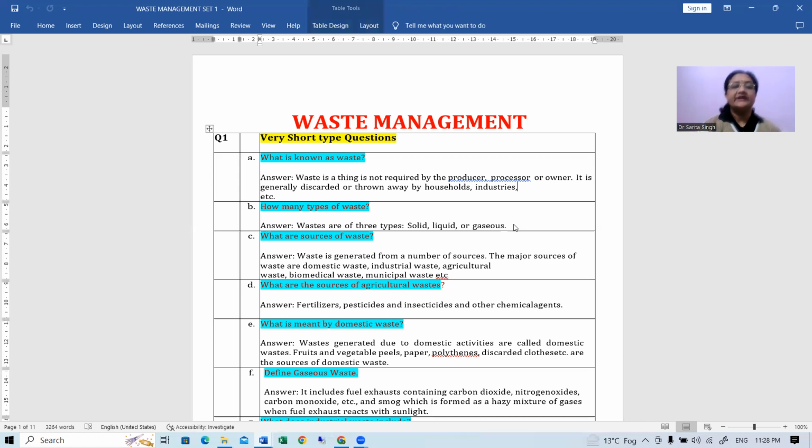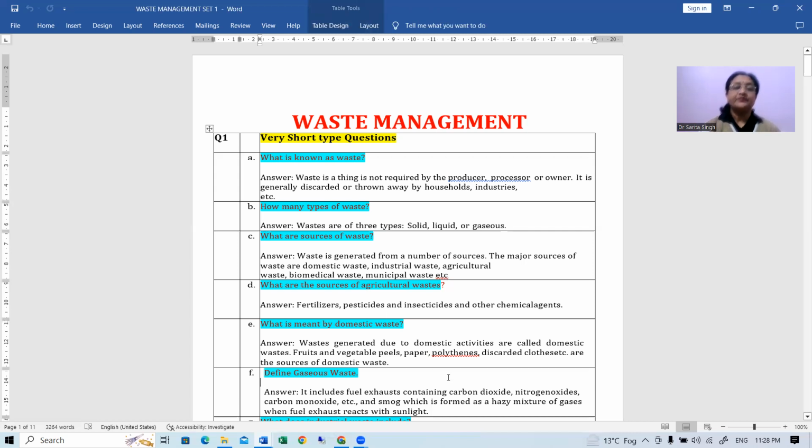Clear? Then next is, what are the sources of waste? Basically, waste is generated from a number of sources. And the major sources of waste are domestic waste, industrial waste, agricultural waste, commercial waste, biomedical waste, okay, and municipal waste, etc.